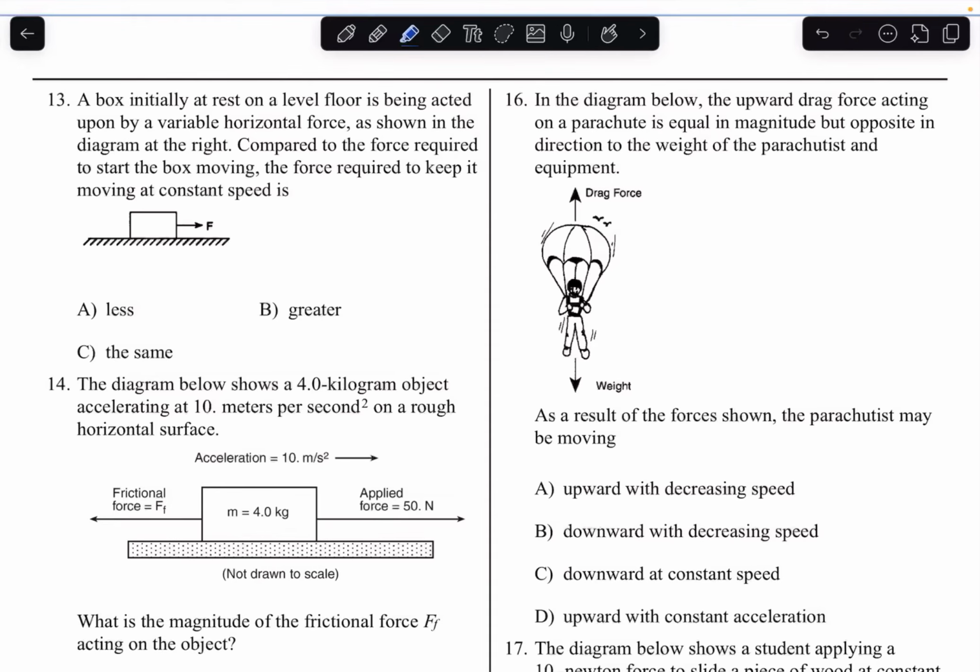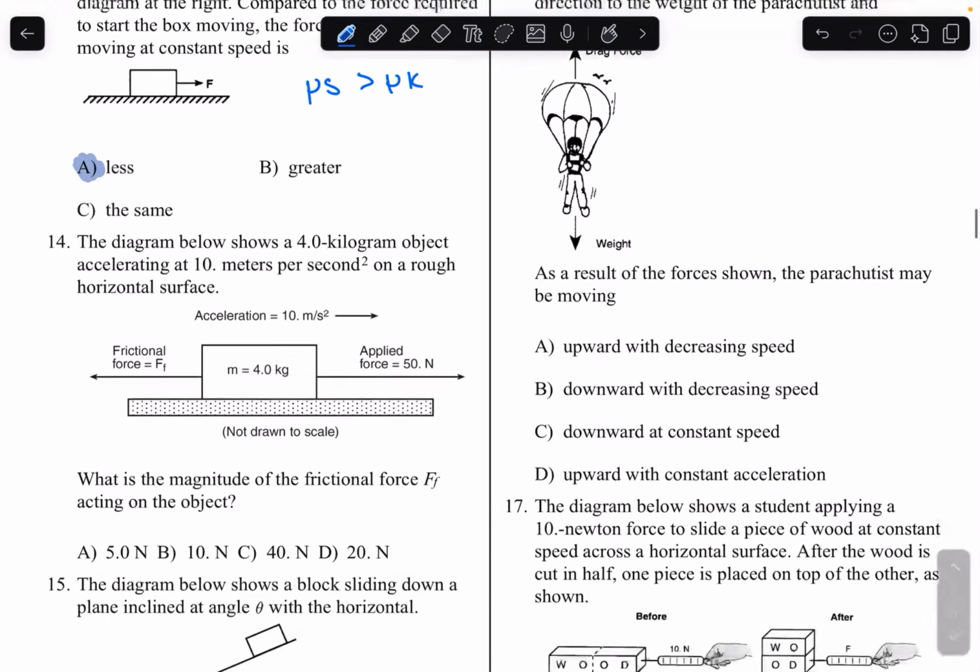13. A box initially at rest on a level floor is being acted upon by a variable horizontal force, as shown in the diagram at the right. Compared to the force required to start the box moving, the force required to keep it moving at constant speed is less. So, remember that it takes more effort to make something start moving than to keep it moving, aka coefficient of static friction is bigger than coefficient of kinetic friction.